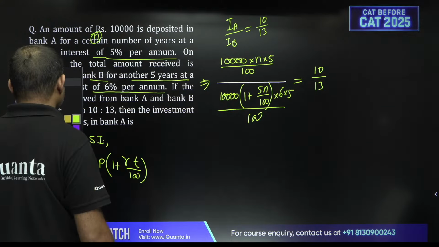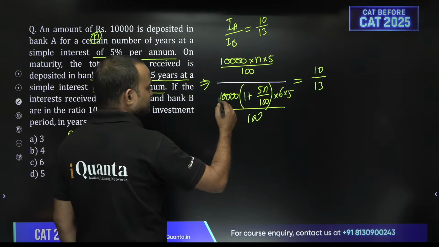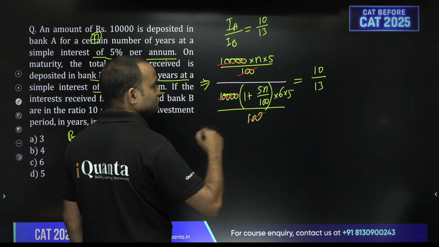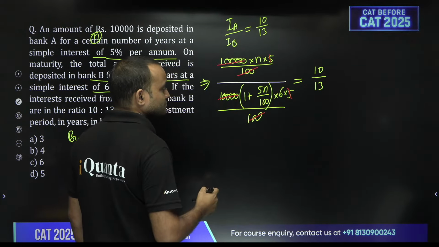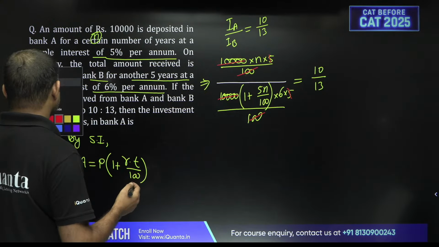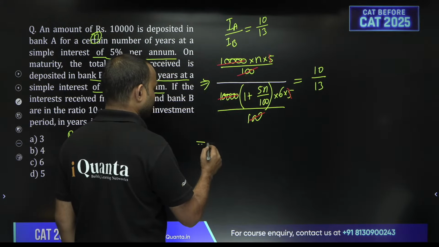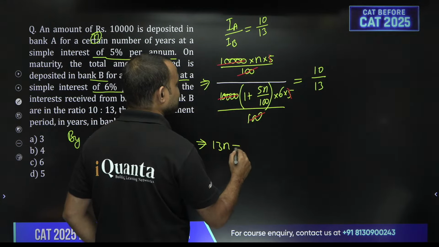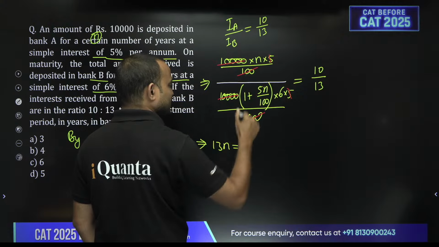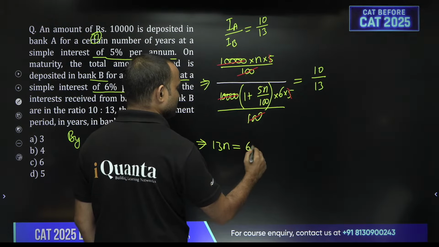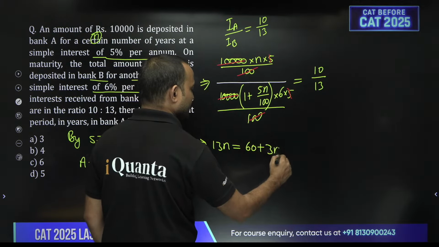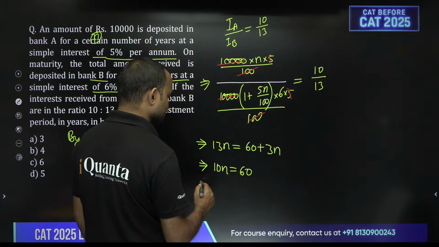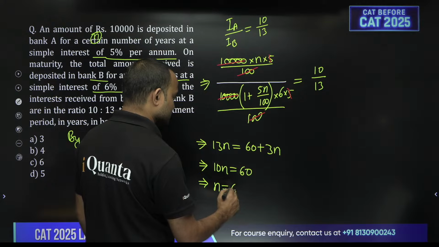Now what we can do is we can cancel the 100, 10,000, 10,000, 5, 5. What are we left with? So we are left with 13n is equal to, this will be 60, right? 60 plus 3n, or 10n is equal to 60 and n will be equal to 6.